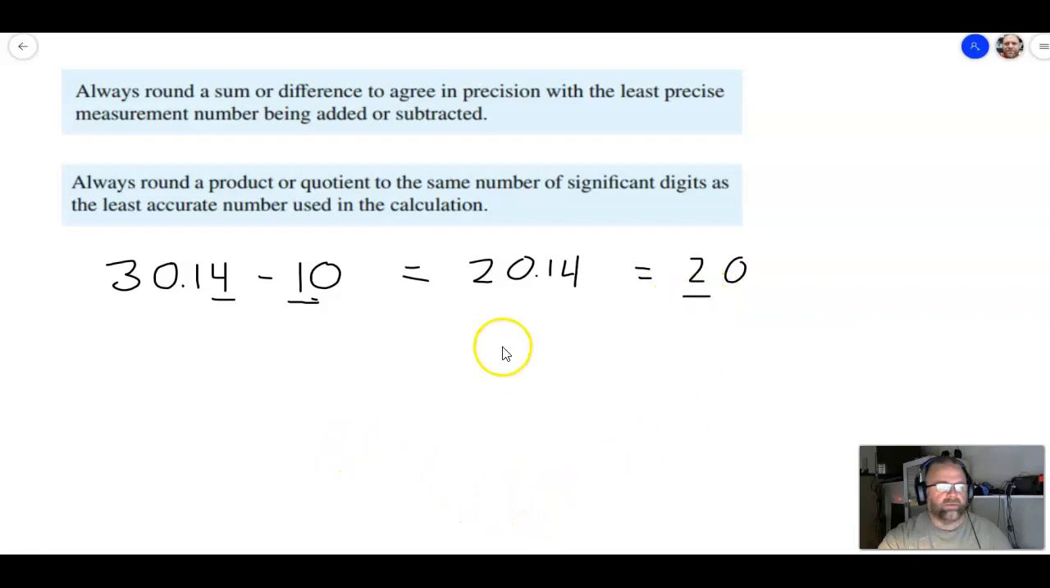All right, let me give you one and see how you do. So what if I did 50.7 plus 13.3333? What would the answer be? So try it out and then we will take a look at it.